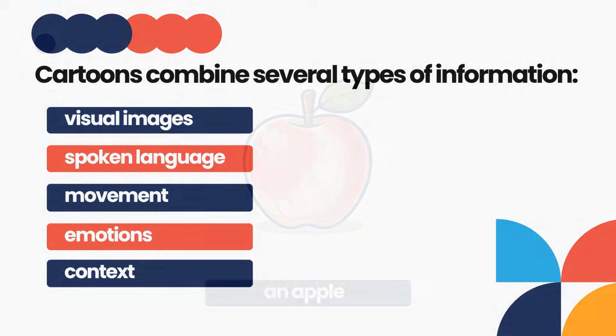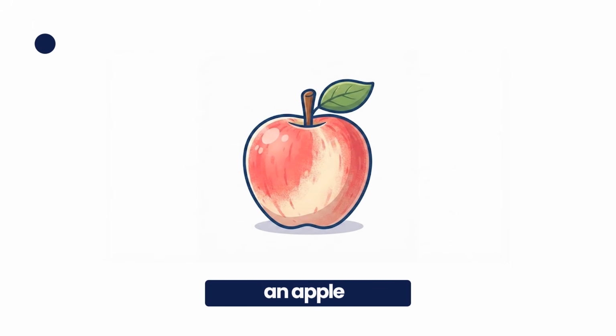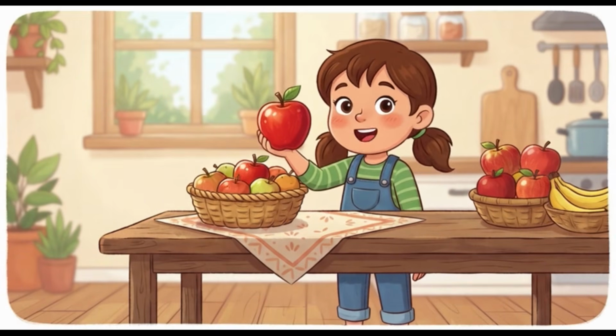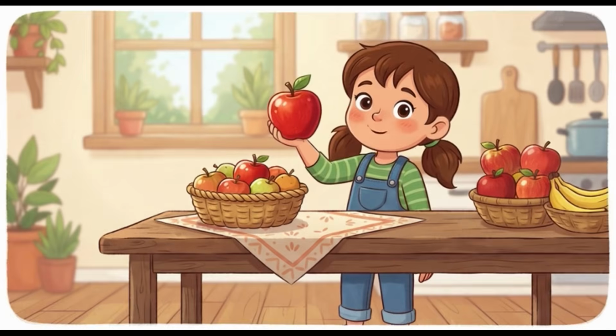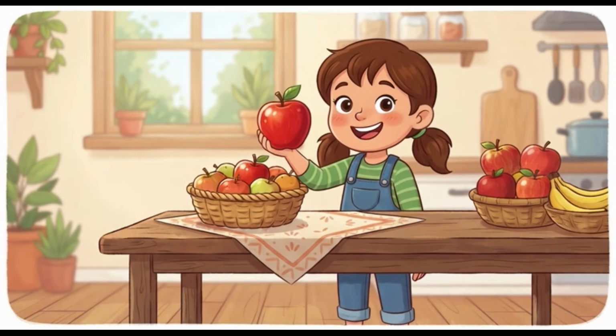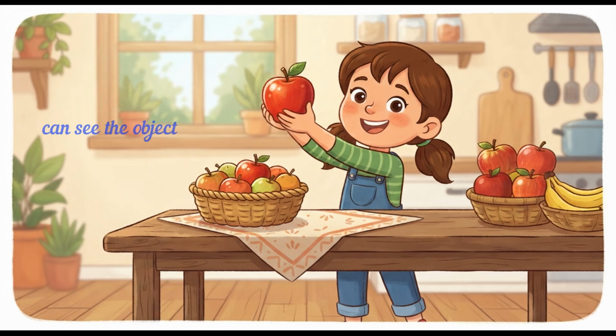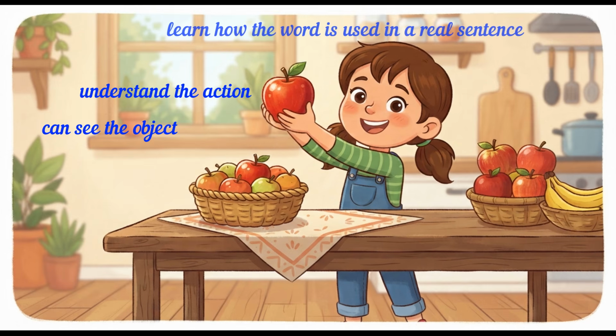For example, if we simply show a student the word apple, they see a word and an object. But if a cartoon character takes an apple and says, "I like apples. They are healthy," students can see the object and understand the action and learn how the word is used in a real sentence.